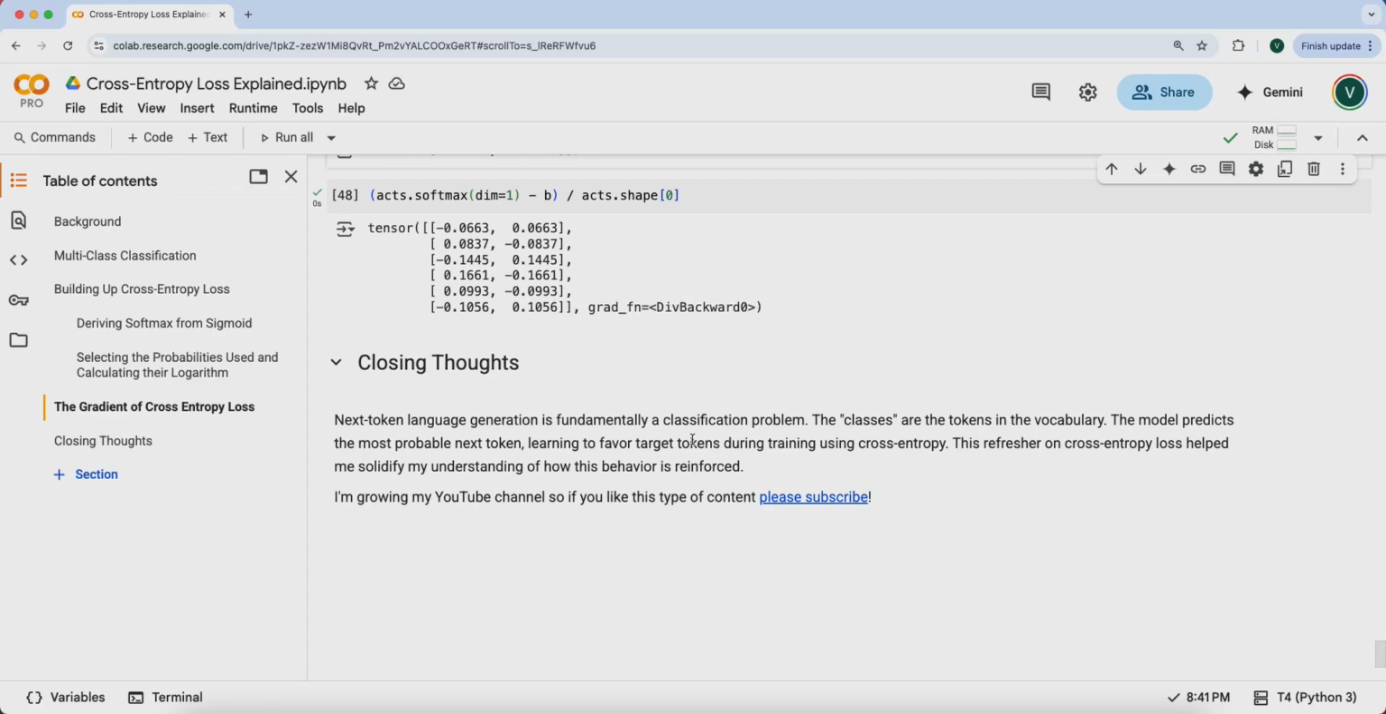Another thought I've been having recently is that next-token language generation is fundamentally a classification problem. The classes are the tokens in the vocabulary. The model predicts the most probable next token. It learns to favor target tokens during training because of cross-entropy, just like it would learn to favor target classes and learn to disfavor the wrong classes. And so ultimately, how this behavior is reinforced in language modeling is intuitively the same as we saw in this image classification type of problem.